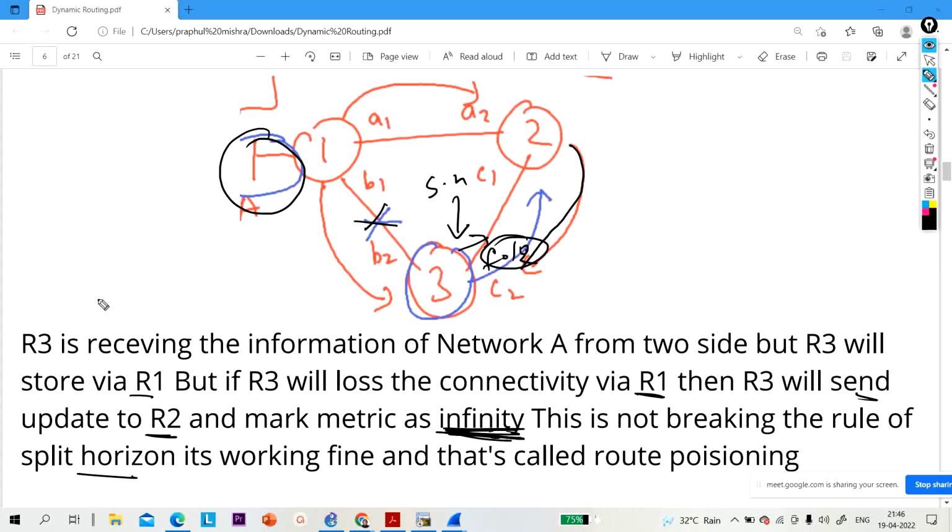But my concern is what is route poisoning. Route poisoning is whenever a router loses its primary connectivity, it will tell its neighbor router, from the same interface where it received the update of network A. But this time the metric is infinity. So this is not breaking the rule. This is route poisoning.